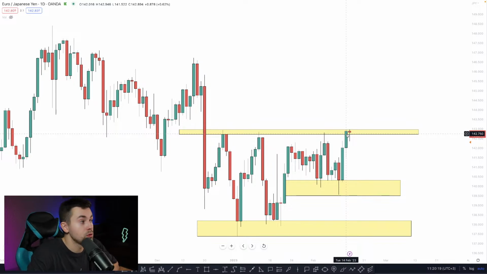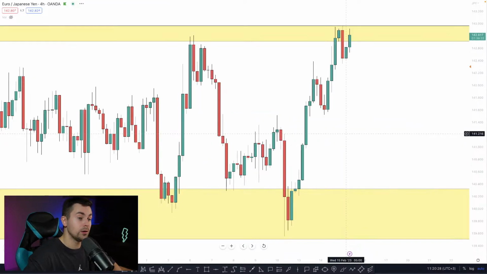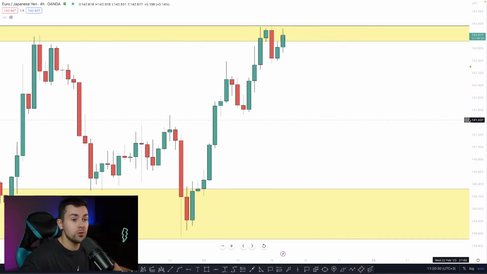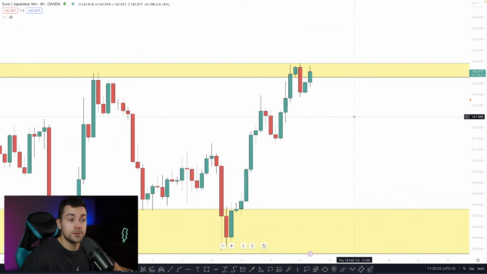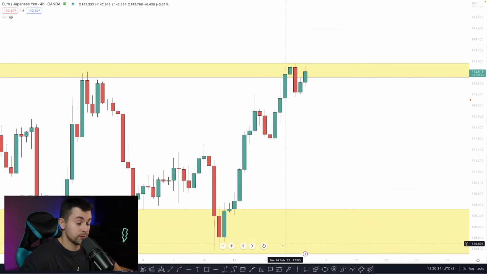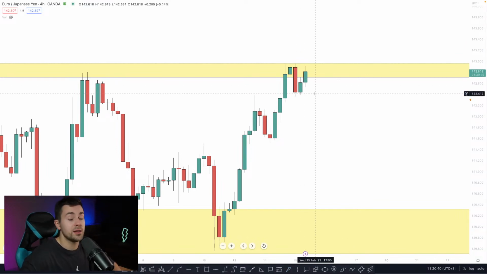Now on Euro Yen, let's open a 4-hour time frame, and let's check how exactly the price reacts to that resistance. We are opening a 4-hour. And here in the 4-hour time frame, let's analyze the candlesticks first. Take a look at that bearish candle. Why is that bearish candle so important?